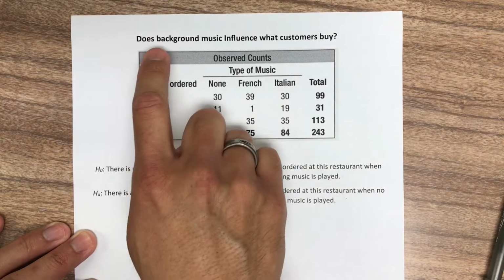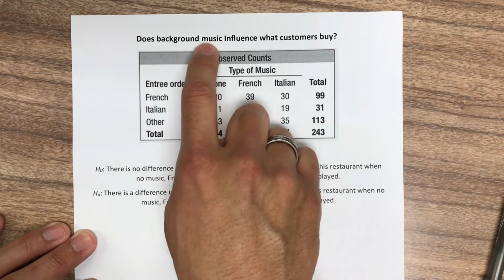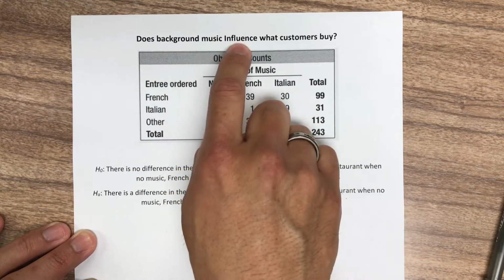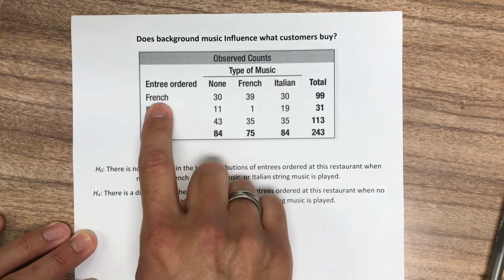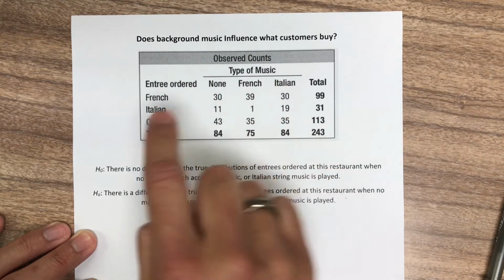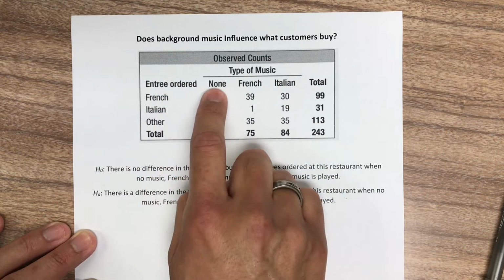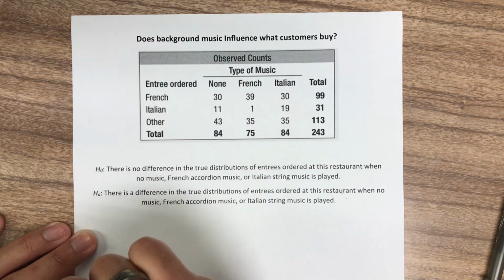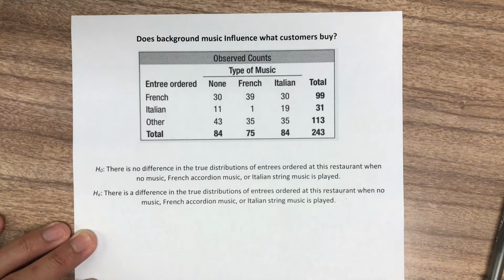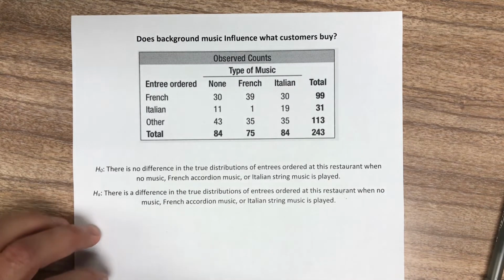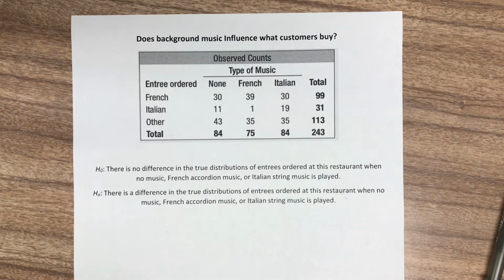So what we're trying to answer is, does the music played in that restaurant influence what the customer is going to buy? If they play French music, will they buy French food? Or Italian, will they buy Italian food? Or if they don't play music, will they buy other kinds of food in that restaurant? When we use a chi-square test, we are trying to see if there's a difference between the categorical variables. And remember that we are comparing categorical, not quantitative, variables. So that's why we use a chi-square test.